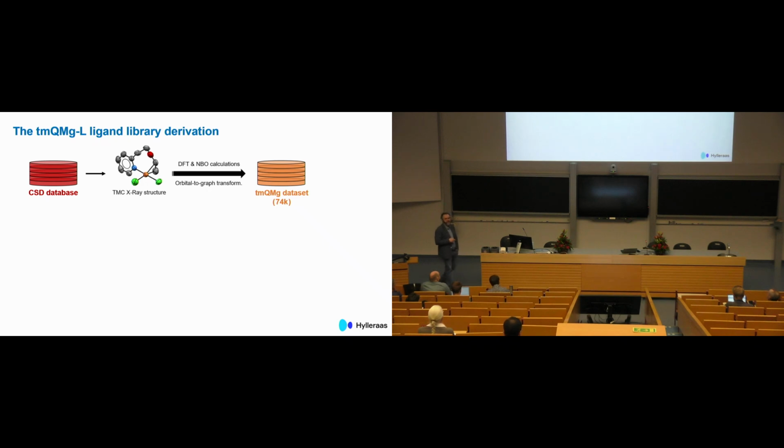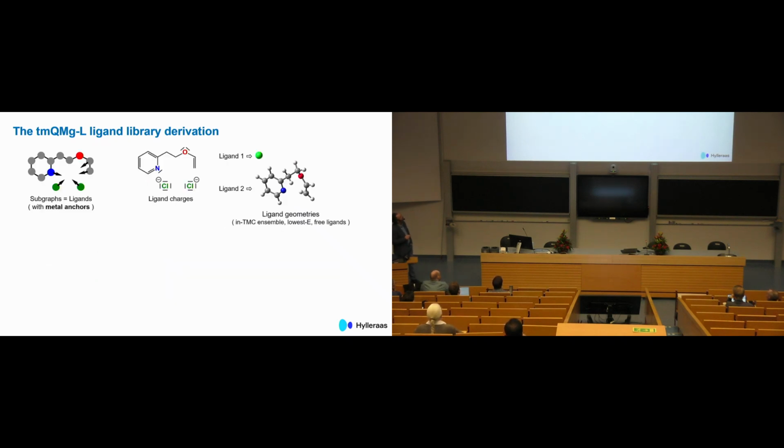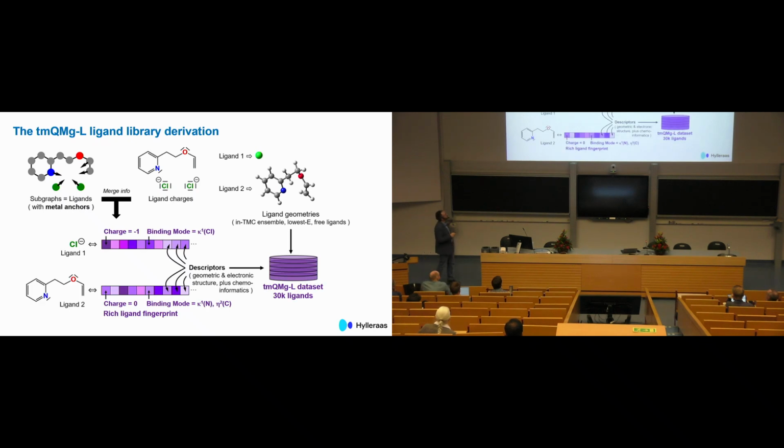It contains 74,000 different metal complexes, graph representations of them. So here what we have are the graphs of these metal complexes. We also have Lewis structures from the NBO calculations, and we have the DFT geometries of these metal complexes. Now from here, by simply removing the metal center, we obtain these subgraphs, and now each subgraph is a ligand. We can also infer the ligand charges, and we also have the ligand geometries as they are within the optimized metal complexes. Then you can put all of this data together with some cheminformatics descriptors, like, for example, descriptors that measure steric bulk. And we put all of this together in what we call TMQMGL, which is a ligand library.